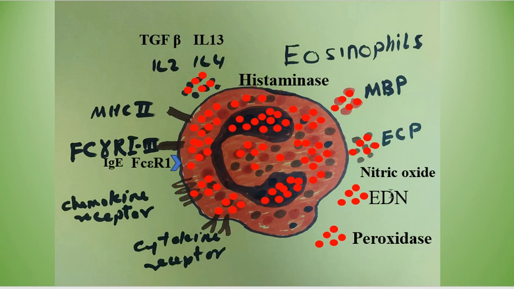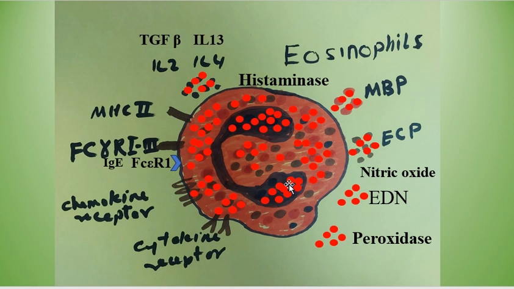Eosinophil-derived neurotoxin is toxic to the nervous system of the worms, so it has an anti-helminthic effect. Nitric oxide has an antiviral effect.